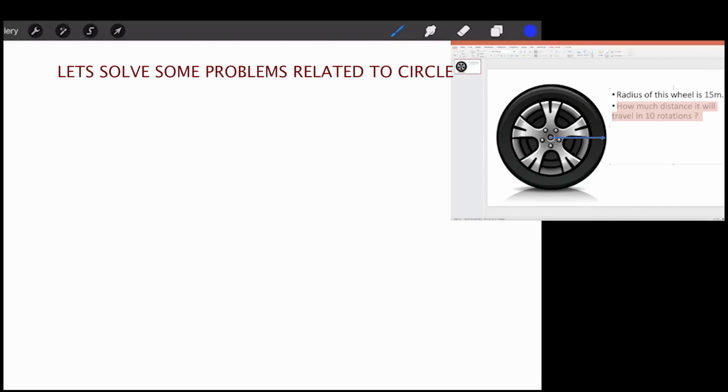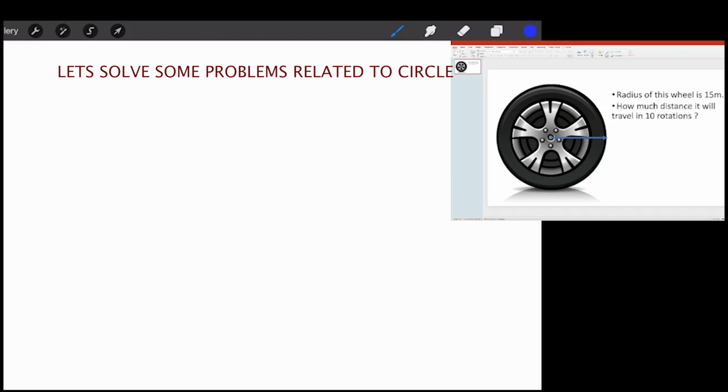Hello friends. So today we are going to solve this question. This question is about a wheel, or a tire, and the radius of this wheel is 15 meters. What is that radius? The blue color arrow that you are looking at here. This is the radius, which is from the middle of the wheel to the edge. So this is 15 meters and we'll have to find out how much distance it will travel in 10 rotations. When it goes for 10 rotations, what would be the distance covered by this particular wheel?